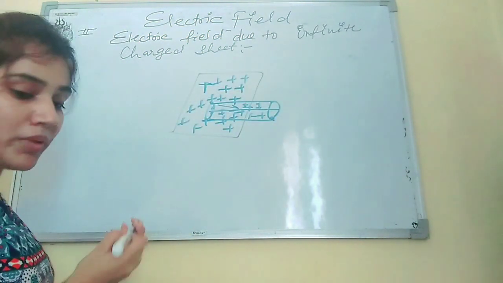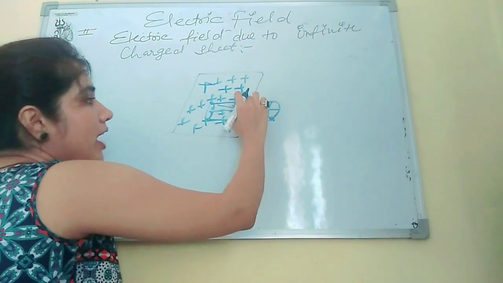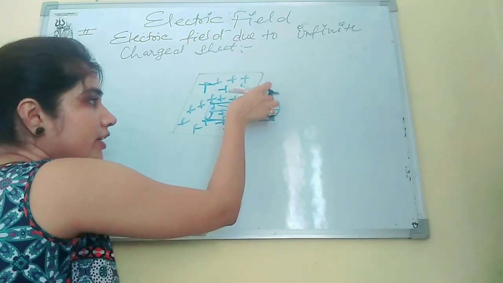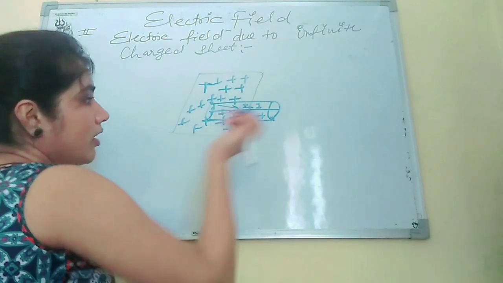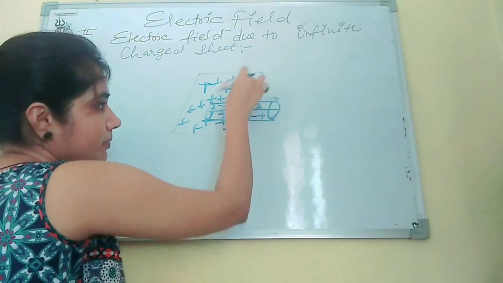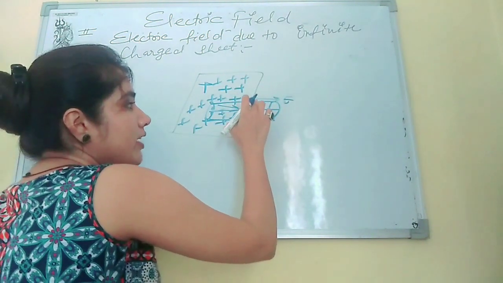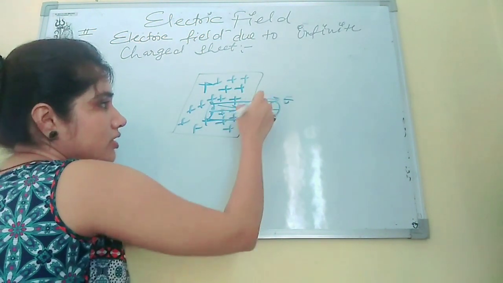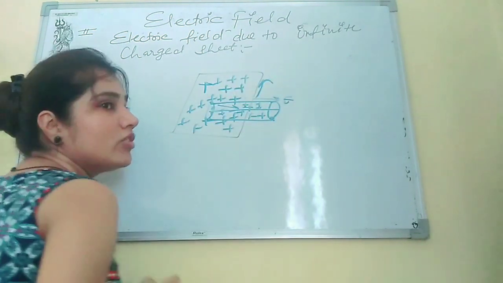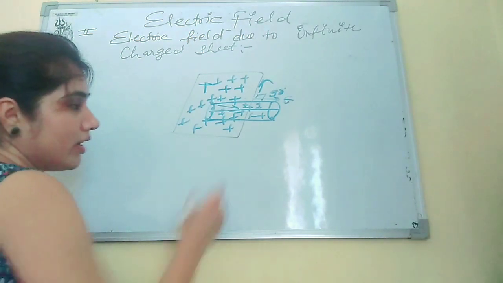Okay, now because of this cylinder, we will see the charge. This is the curved area. Because of this sheet, the electric field will be in this direction. And if we look at the area of this curved surface, that will be in the perpendicular direction. So this angle will be 90 degrees.